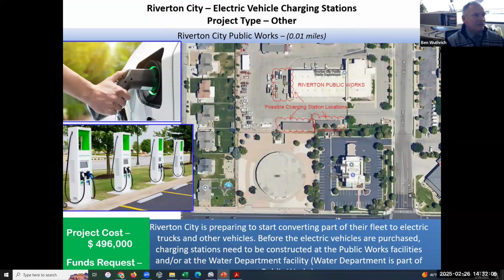The next project is a request from Riverton City. This is for the installation of electric vehicle charging stations at the Riverton City Public Works Building. Estimated project cost is $496,000. Funds being requested are $450,000.